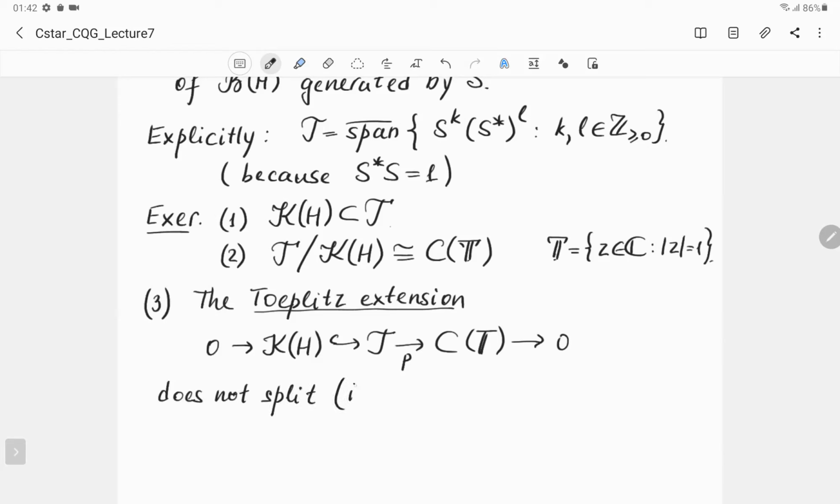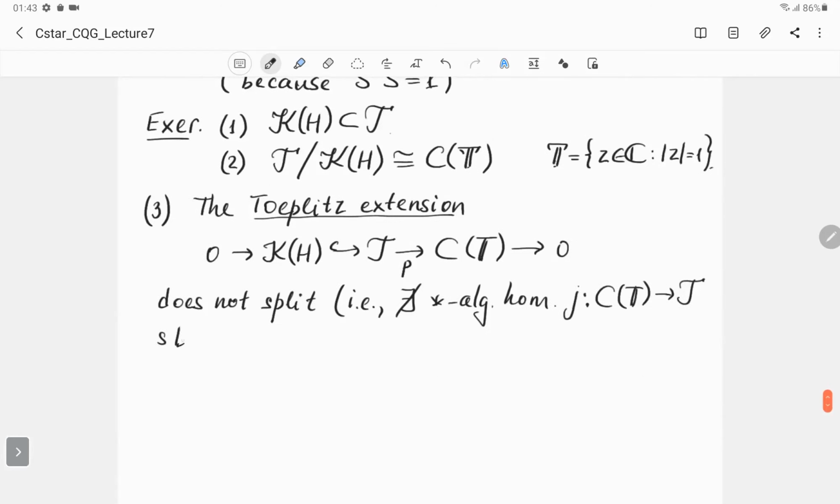Which means that there is no star algebra homomorphism J from C of T to the Toeplitz algebra, which is a section for P, such that Pj is the identity map.